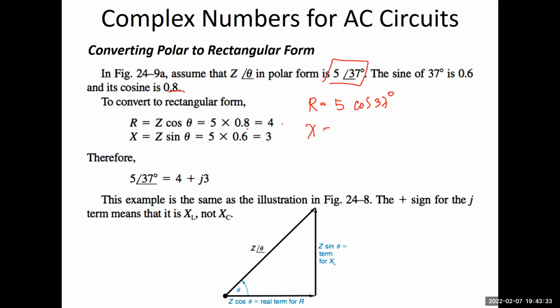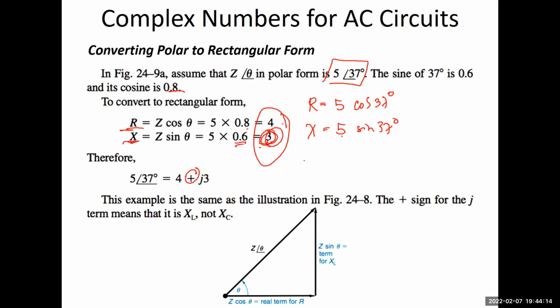And for our x, okay, or for the imaginary part, that is we multiply 5 or our z by sine theta, or that is sine 37 degrees. Okay, so sine 37 degrees is 0.6, and then 0.6 multiplied by 5, which gives us 3. So combining the 4 and 3, so this is x, ito yung 3, and then this is our r. So therefore, we will now have 4 plus j3, positive j3, because the 3 here is positive.